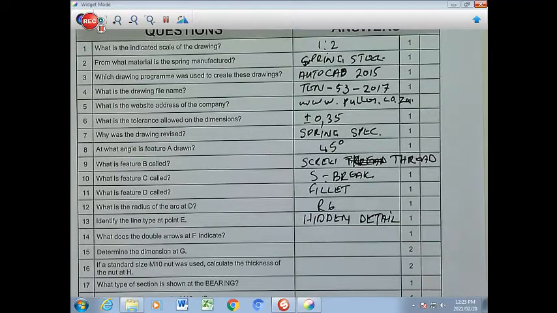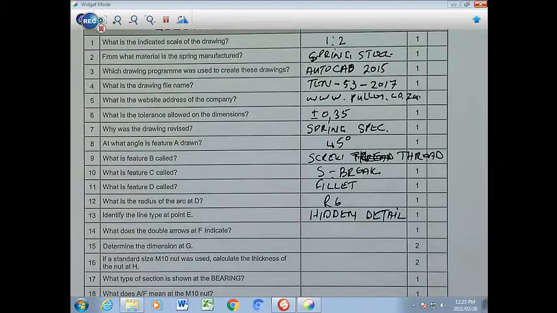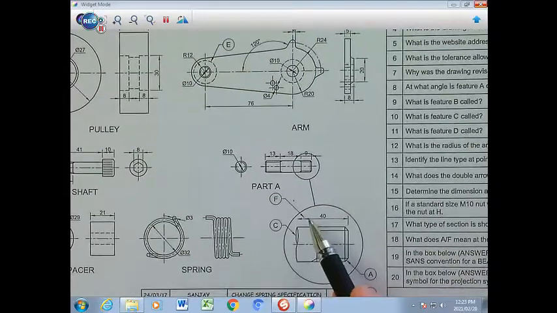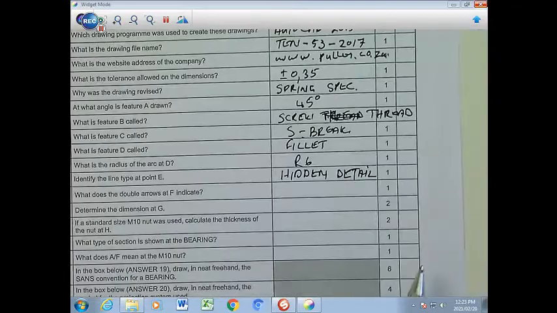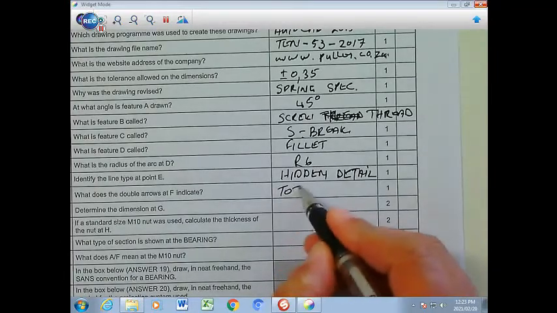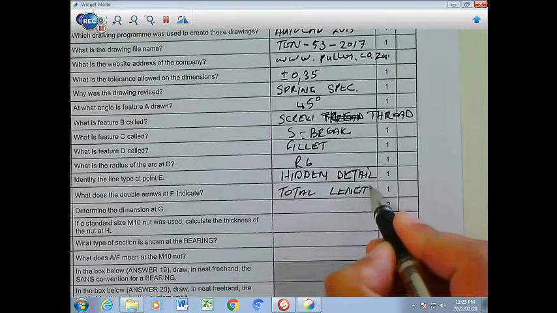Okay, let's go to the next question, number 14. What does the double arrow at F indicate? So there is going to be the double arrow at F. That means, with the S brake there, that is the full length, the total length. So we're going to write in here the total length of the component.